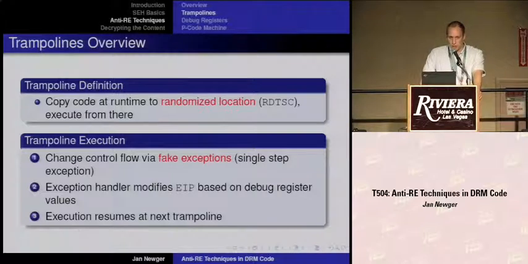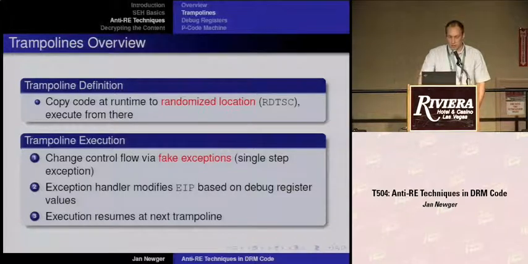So the actual control flow is changed via fake exceptions. In this case, since it's a fake exception, we need to have some unique exception identifier. And in this case, it's a single-step exception, and this also possibly interferes with an attached debugger. And the exception handler actually modifies the instruction pointer based on some debug register values.